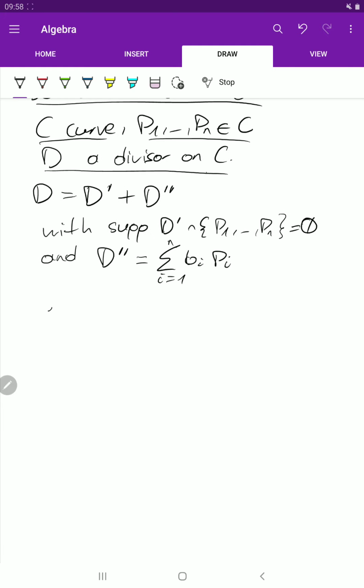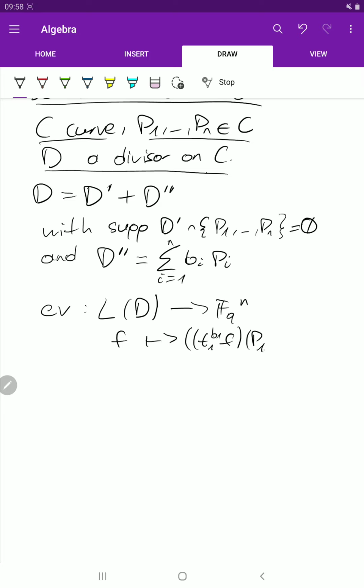Okay, that's what we have, and then we have an evaluation map which goes from this L(D) space to F_q to the n by sending f to the n-tuple t_1 to the b_1, f evaluated at p_1, and so on up to t_n to the b_n, f evaluated at p_n. And these t_i's are local parameters which guarantee that we don't have poles. So these b_i's are the same as these here.